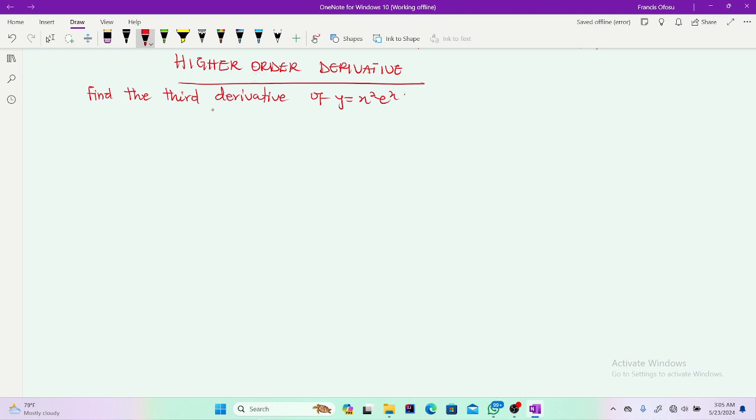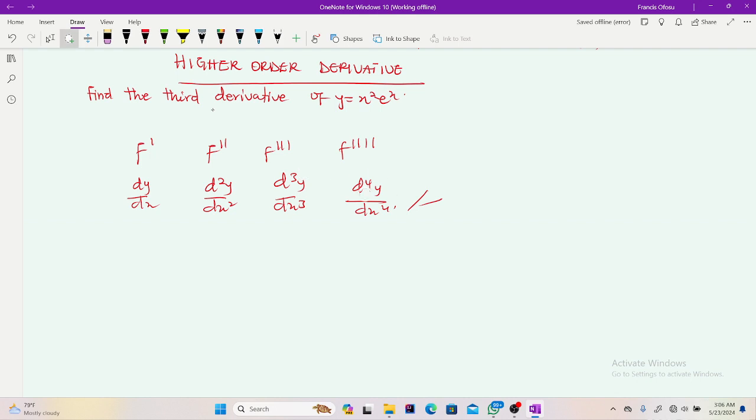But higher means that we are going to do first, which is f prime, second f double prime, third f triple prime, fourth f prime prime prime prime. Or you can write, let's say, dy over dx. This becomes d squared y over dx squared, d cubed y over dx cubed, d to the power 4 y over dx to the power 4. These are the notations of our higher order derivatives.